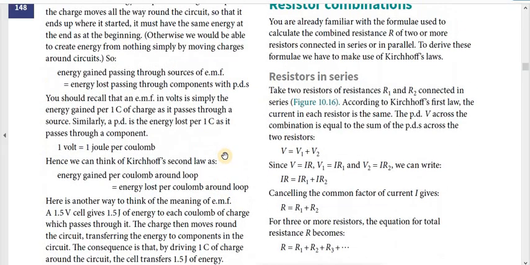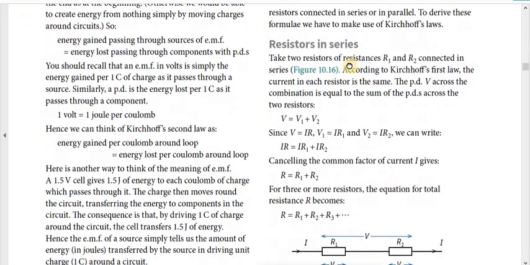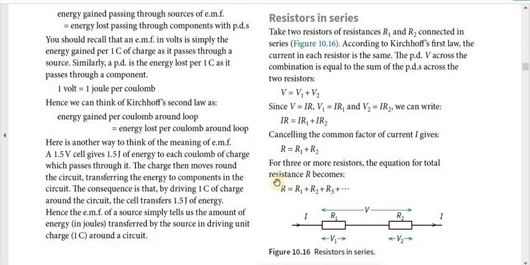Combined resistance is also called total resistance or equivalent resistance, also called effective resistance. People can use all these different words, but they mean the same thing. Now we will see how we get this equation. In the O-level class or IGCSE class you have also seen this: the total resistance of resistors connected in series is the sum of the individual resistances of those resistors connected in series.